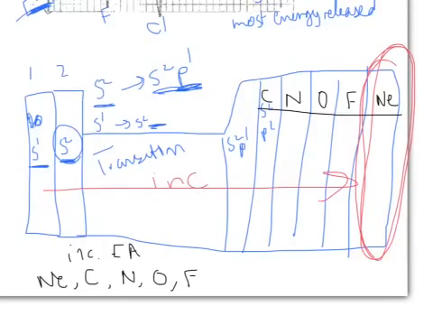So yes, the trend increases as you go across, but it stops right here at the halogens because the noble gases have no electron affinity. So they actually have the lowest electron affinity of all of them. So neon has the lowest, followed by carbon, nitrogen, oxygen, then fluorine.